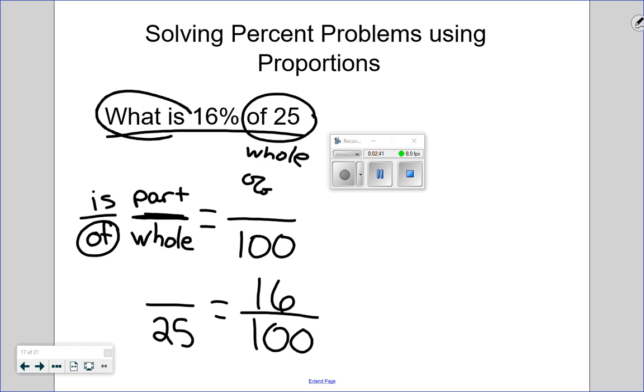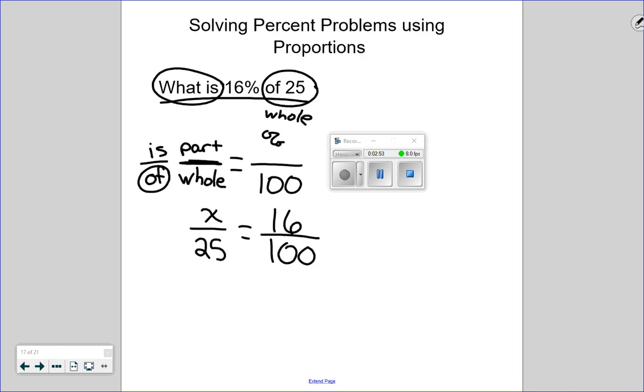And since the is part is unknown, it's asking us what is 16% of 25. That's our unknown value. That's what we'll use x to represent. So here's our proportion we're going to use to solve. When we solve for x, that gives us our answer. That tells us what is 16% of 25.